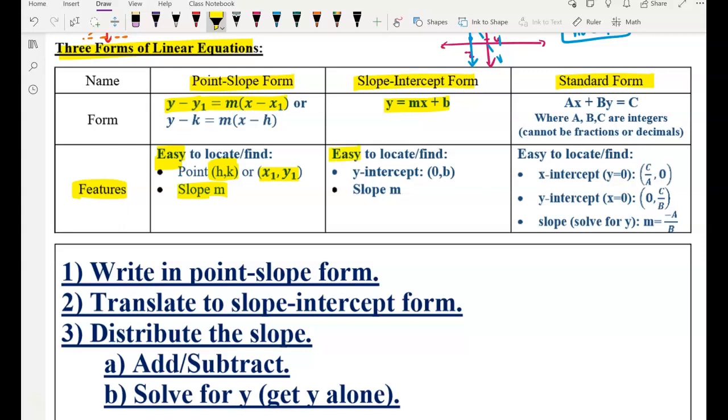Now, it's easy to find the y-intercept because it's always that b value. And remember, we write the y-intercept as an ordered pair. X is 0, so we write (0, b). And of course, we also know the slope.